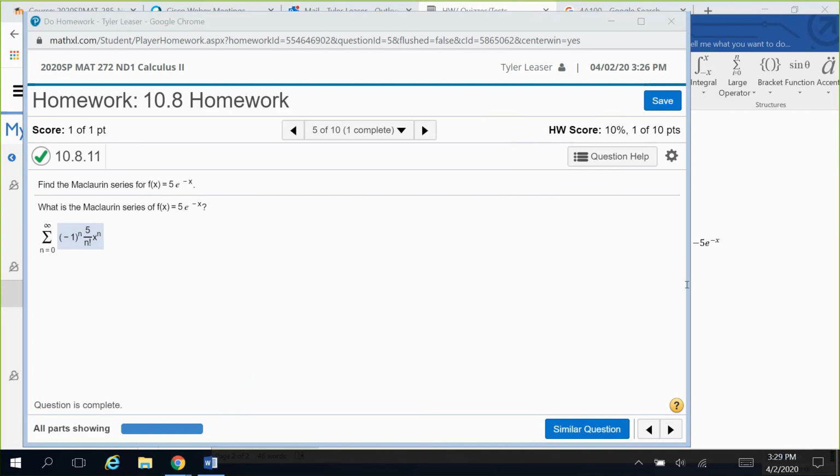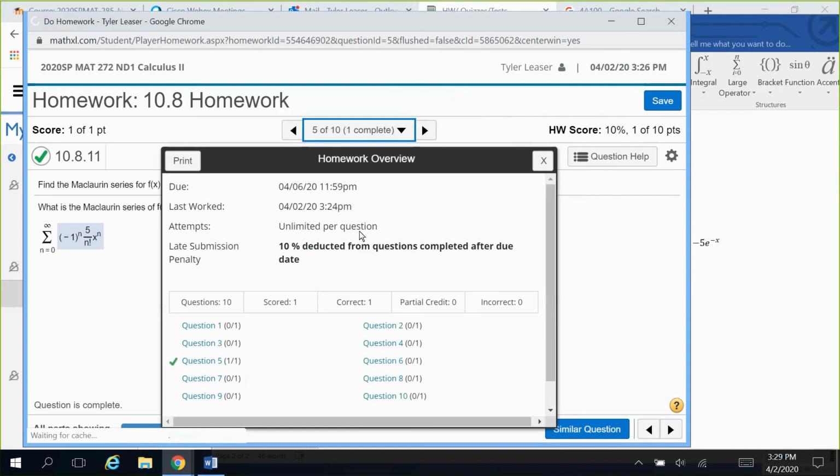I'll send it out as a PDF, and hopefully you can open it then. 10.8, number 3. Yeah, we can do that one.